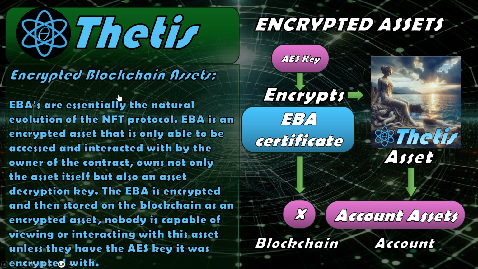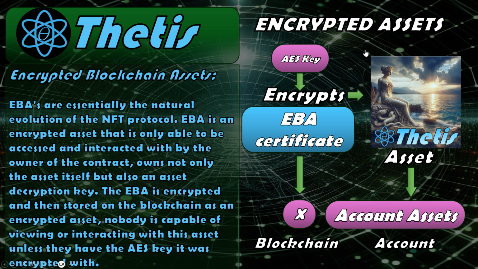So now we're looking at encrypted blockchain assets. This is important for understanding what's going on inside of the blockchain. EBAs, or encrypted blockchain assets, are essentially the natural evolution of the NFT protocol. An EBA is an encrypted asset that is only available to be accessed and interacted with by the owner of the contract, who owns not only the asset itself, but also an asset decryption key. The EBA is encrypted and then stored on the blockchain as an encrypted asset. Nobody is capable of viewing or interacting with this asset unless they have the asset key, the AES key that it was created and encrypted with.